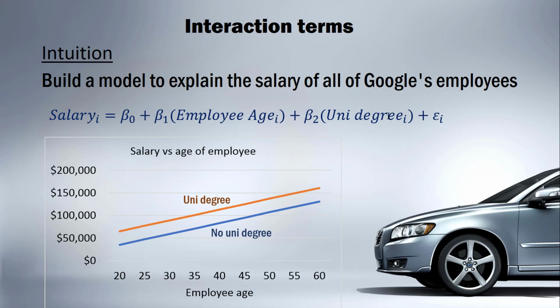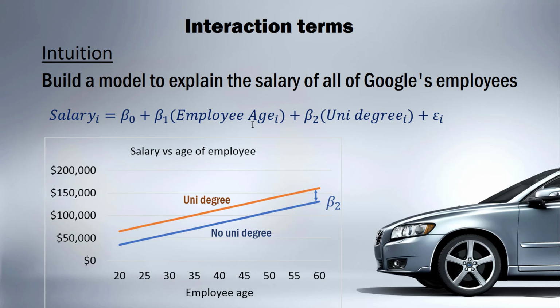But the idea behind this uni degree variable, as modeled here, would be to say that beta 2 represents the difference between having a uni degree and not having a uni degree. One thinking here is that having a uni degree would increase your salary. So that beta 2, in fact, is the difference between these two theoretical lines here, both of which have exactly the same gradient as it relates to the employee's age.